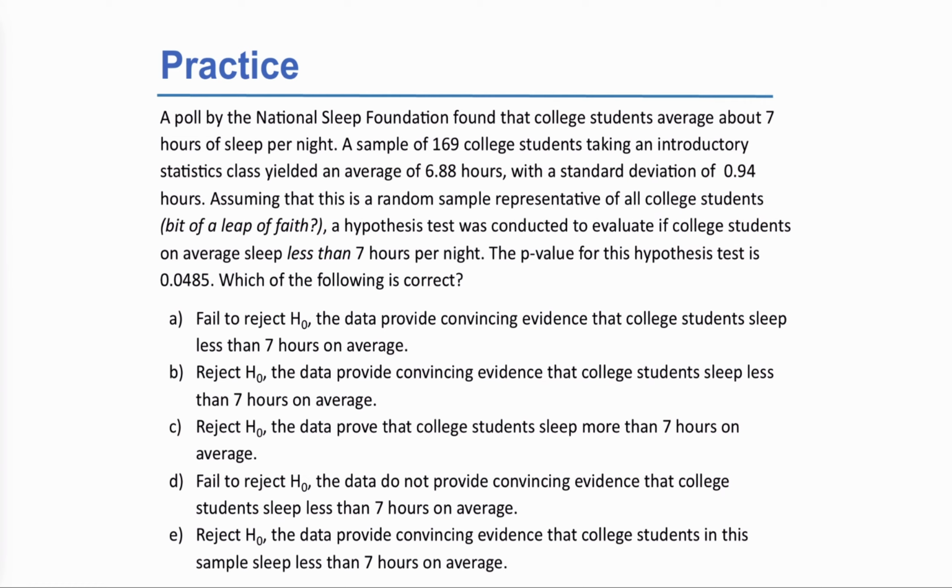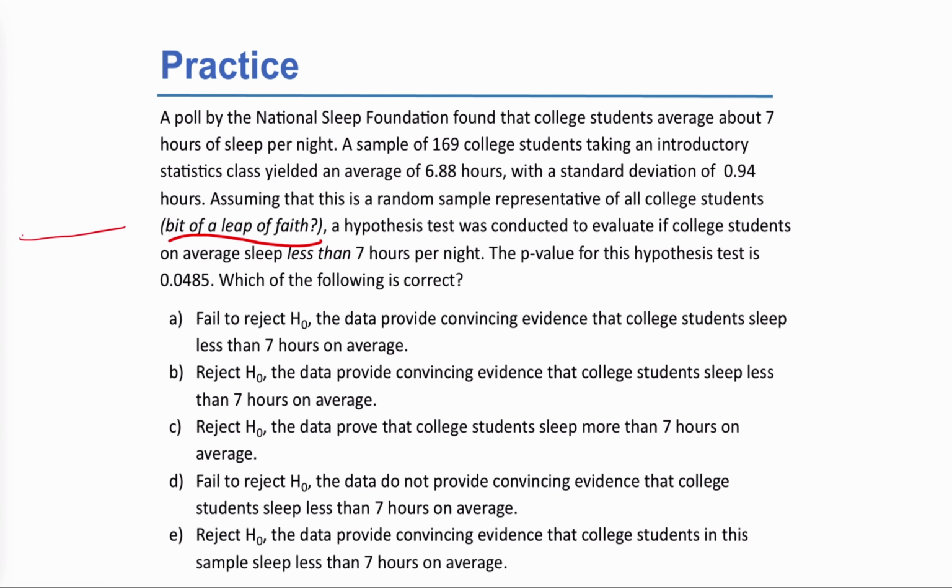A poll by the National Sleep Foundation found that college students average about 7 hours of sleep per night. A sample of 169 college students taking an introductory statistics class yielded an average of 6.88 hours, with a standard deviation of 0.94 hours. Assuming this is a random sample representative of all college students, which is questionable, but we'll make that assumption. A hypothesis test was conducted to evaluate if college students on average slept less than 7 hours per night.